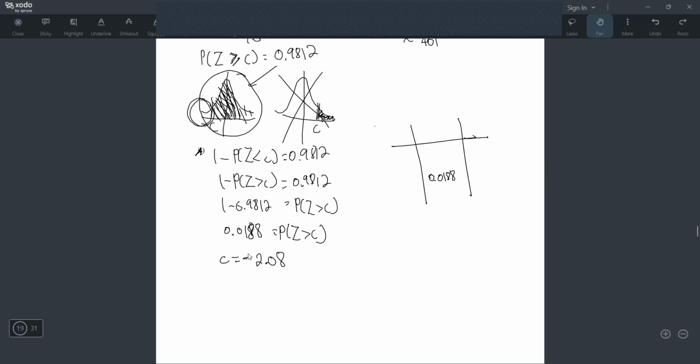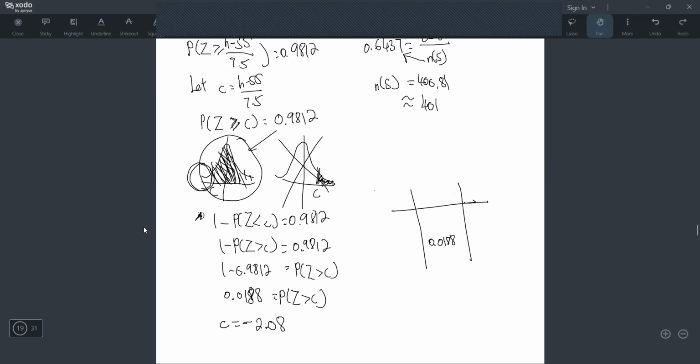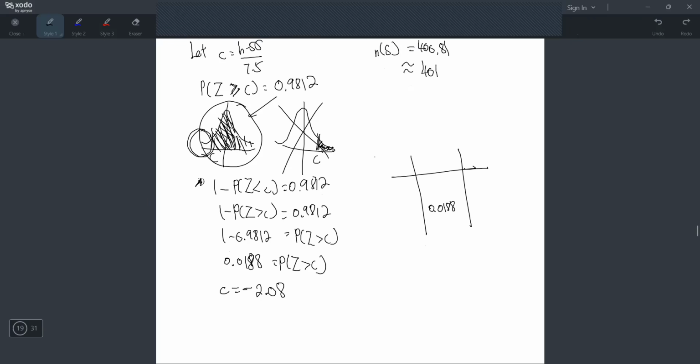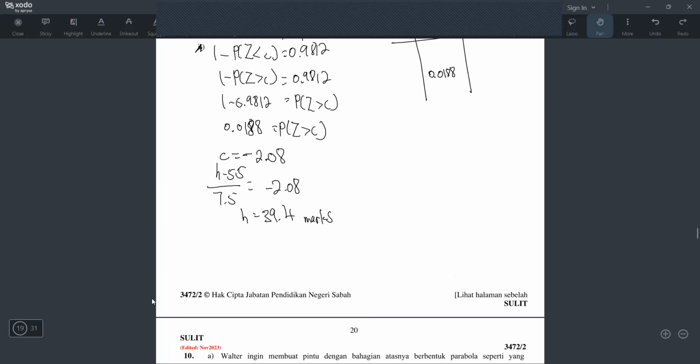So always be careful. Okay, C is negative, but they don't want C. They want the passing mark, which is H. So I will ganti back with this. So just now I already let C equals to H minus 55 over 7.5. So now I already get my C. I have to substitute back inside here. So let's find H. Negative 2.08, press calculator, times 7.5 plus 55. Okay, my calculator give me 39.4 positive. Okay, 39.4 is what? Is the passing mark for history, right? So this will be your final answer. So they ask for what? Passing mark. This is the passing mark. Okay, so that's how you do it.